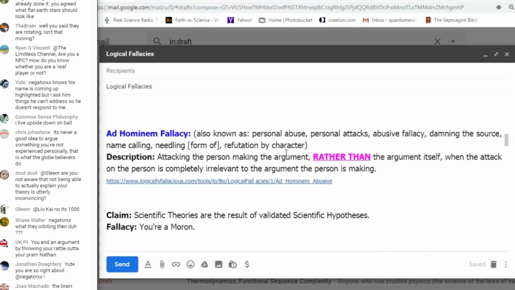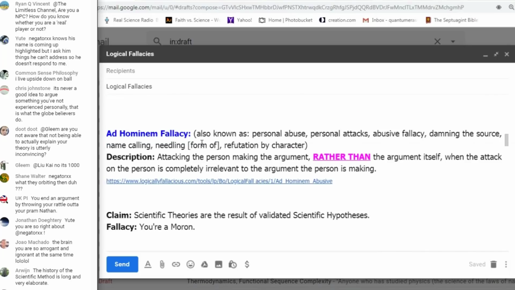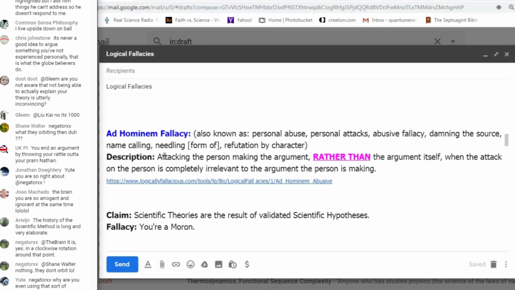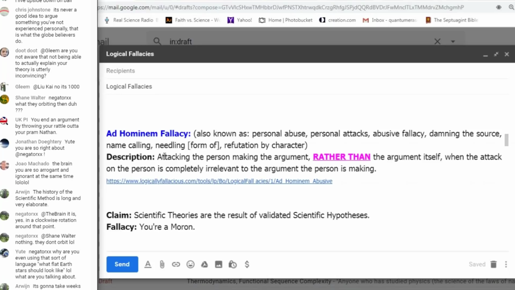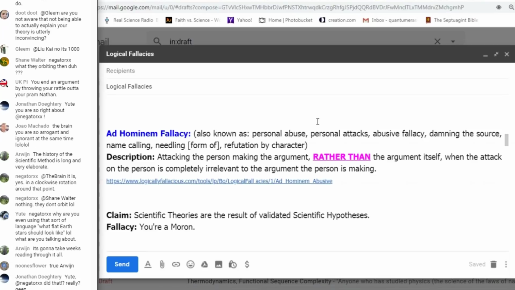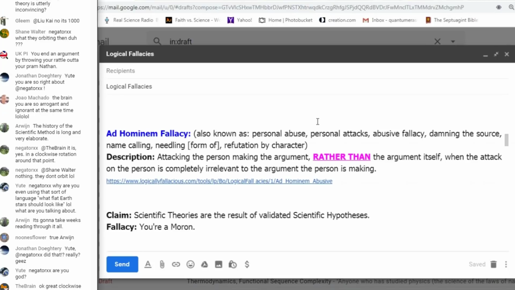Next one of my favorites. This one is used and abused. I don't think quote mining would probably just beat this one out, but we're going to get to that one coming up here in a couple minutes. But ad hom fallacy, let's see what this is. Let's define this thing, right? Also known as personal abuse, personal attacks, abusive fallacy, damning the source, name calling, needling, refutation by character.